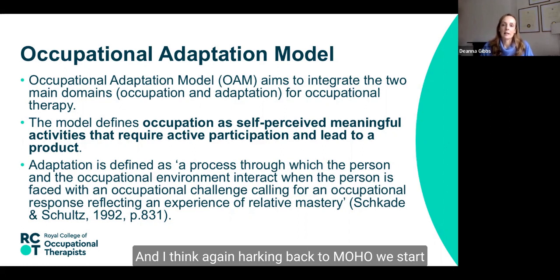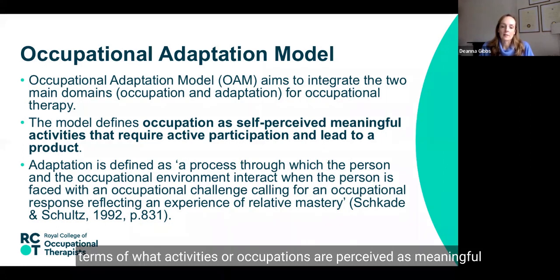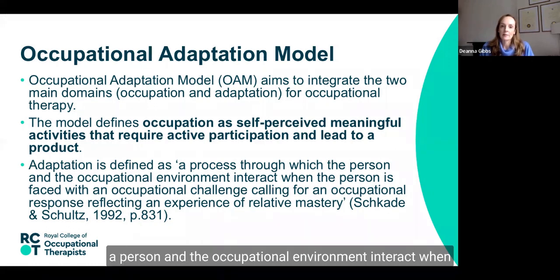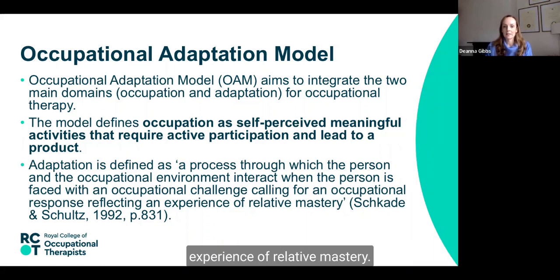And I think, again, harking back to MOHO, we start to really see the importance of the volitional aspects in terms of what activities or occupations are perceived as meaningful or motivating for people to engage within. They define adaptation as a process through which a person and the occupational environment interact when a person is faced with an occupational challenge, which calls for an occupational response reflecting an experience of relative mastery.